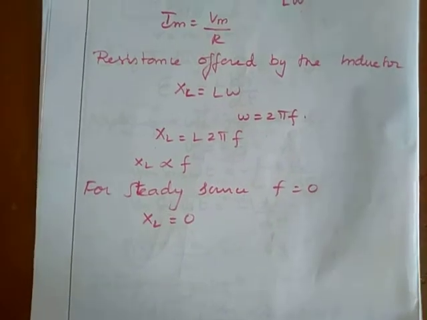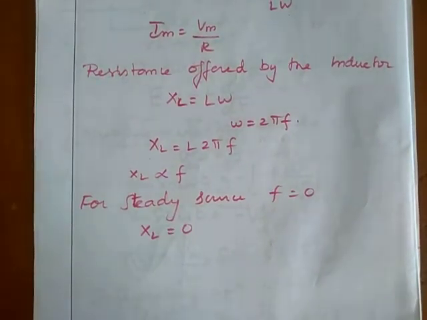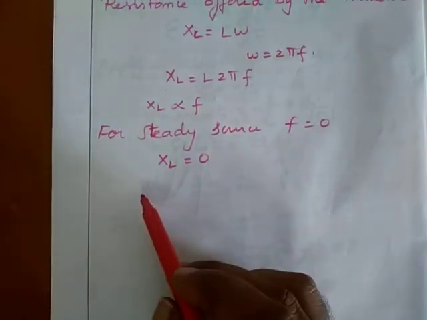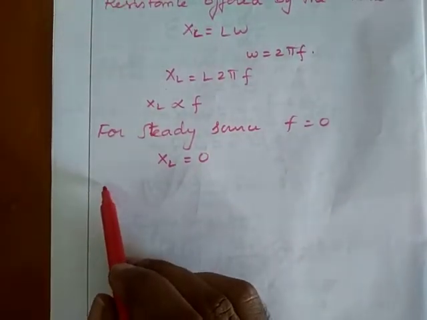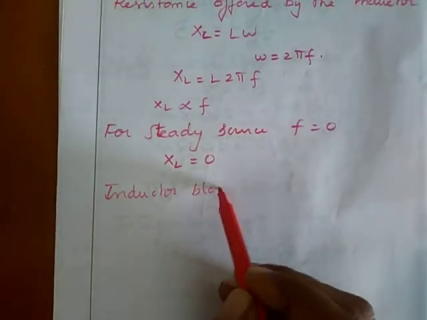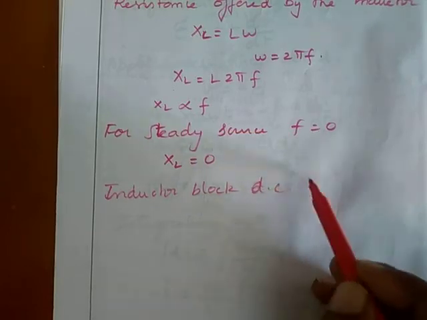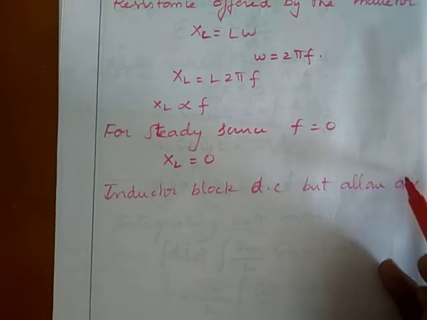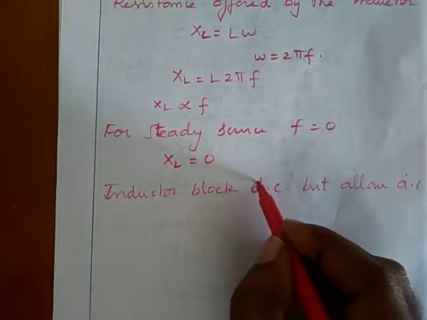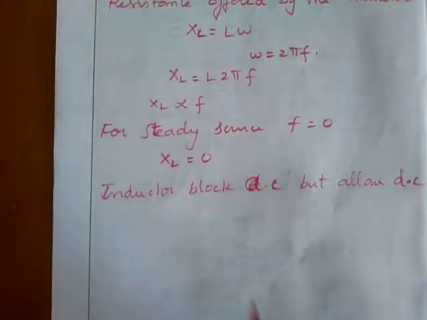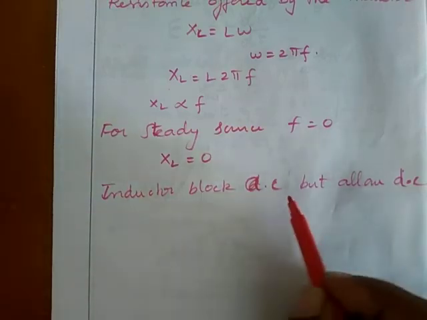Here a question arises. An inductor blocks AC but allows DC. Why? We know an inductor is nothing but a coil. See, the question is: inductor blocks AC but allows DC. It's an important question. See, it can be easily solved.